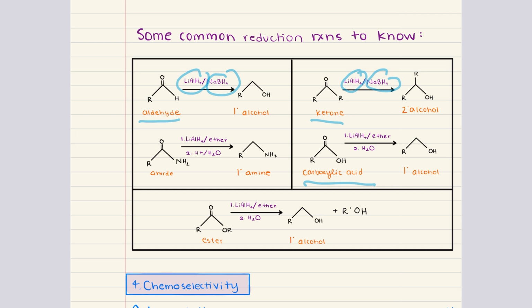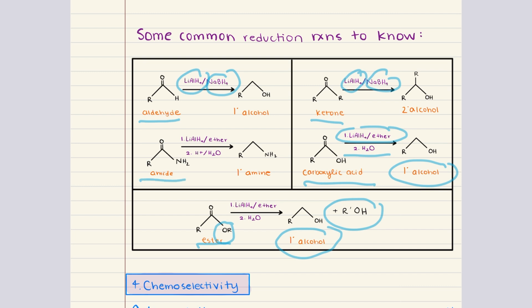Carboxylic acids require a much stronger reducing agent because they are more oxidized than aldehydes or ketones. Lithium aluminum hydride in ether is commonly used for this purpose, followed by protonation with water, ultimately yielding a primary alcohol. Esters undergo a similar reduction, but they produce two products, a primary alcohol and an additional alcohol fragment that corresponds to the ester's OR group.